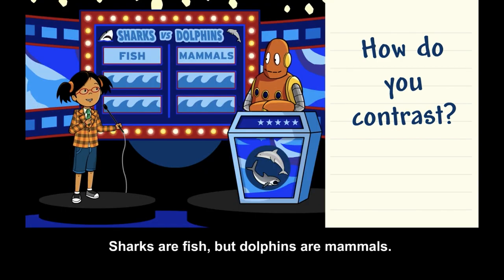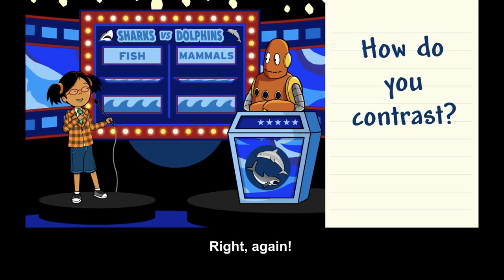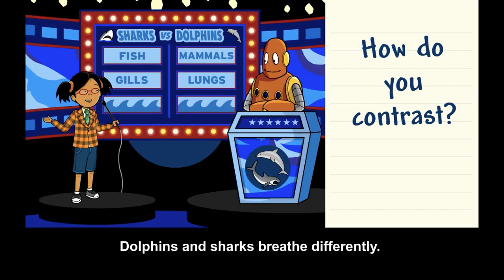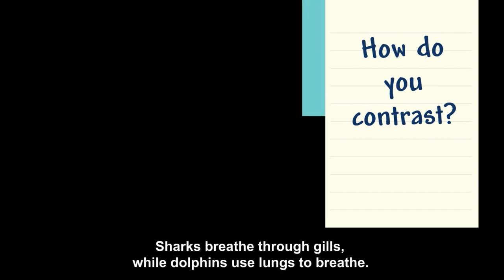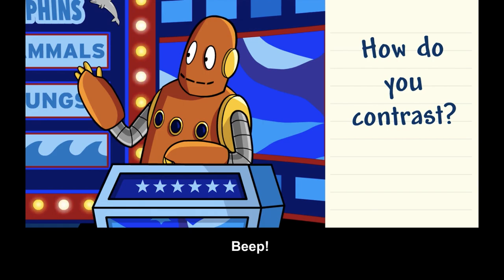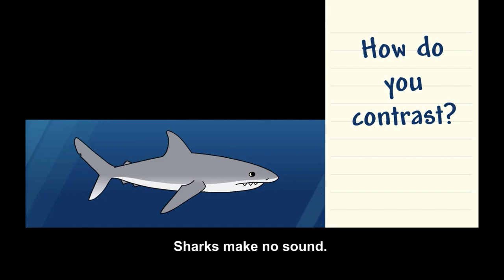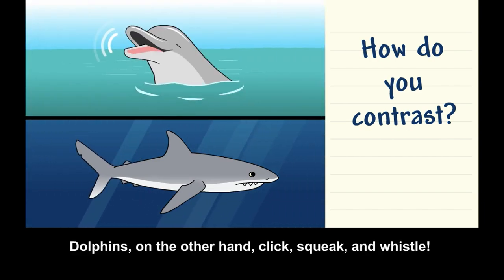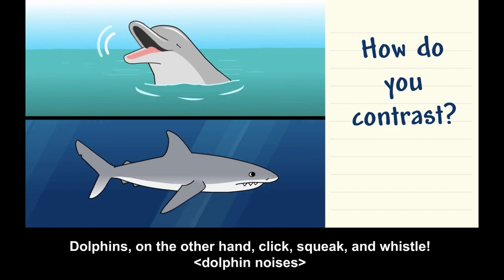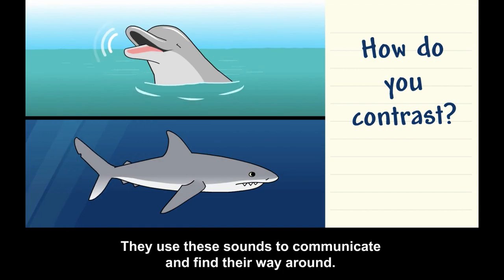Right, Moby. Sharks are fish, but dolphins are mammals. Right again. Dolphins and sharks breathe differently. Sharks breathe through gills, while dolphins use lungs to breathe. You're on a roll, Moby. Sharks make no sound. Dolphins, on the other hand, click, squeak, and whistle. They use these sounds to communicate and find their way around.